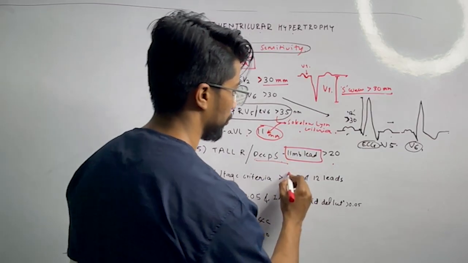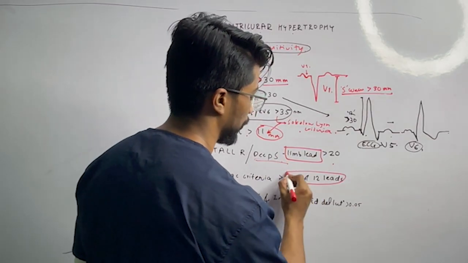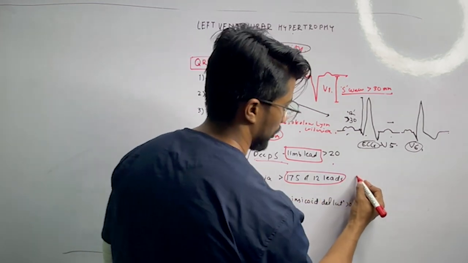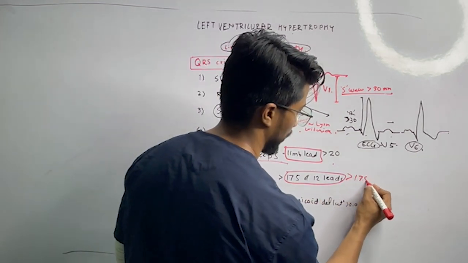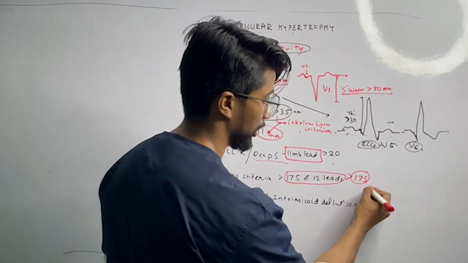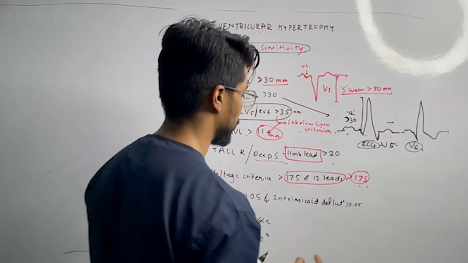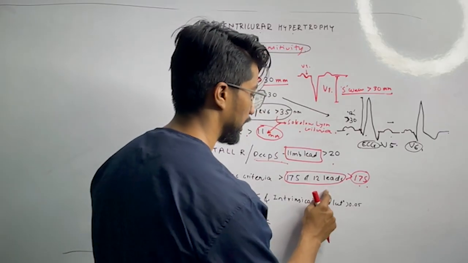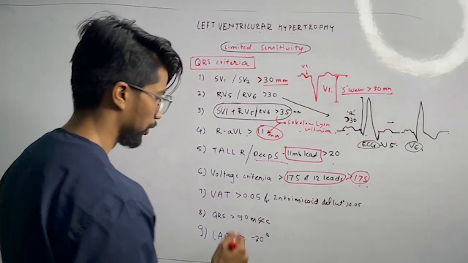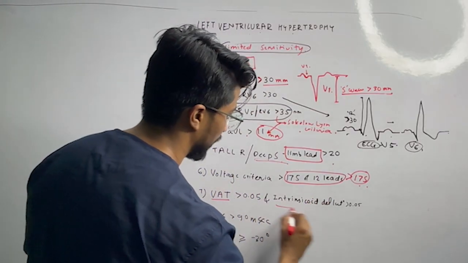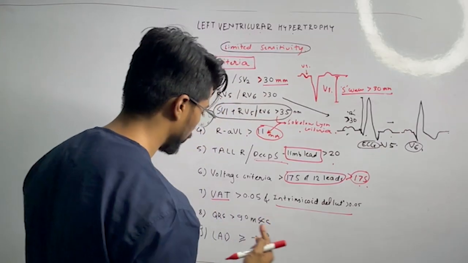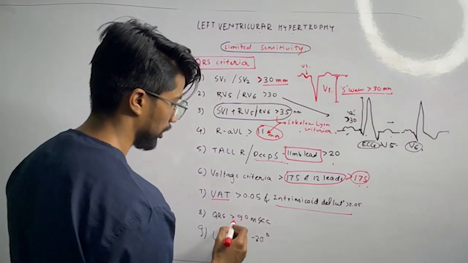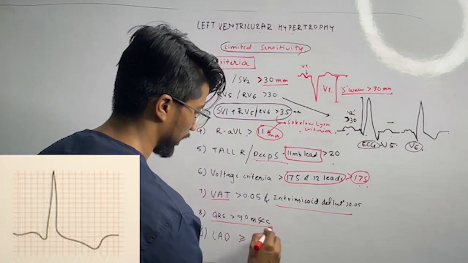Again, the voltage criteria: if you measure the amplitude of all the 12 leads and their addition is more than 175, 175 is the maximum limit given for normal amplitude measurement, and if it's more than 175, then we are very well to call it LVH. Moving on to the concept of VAT and intrinsic deflection, I'll quickly run through VAT and intrinsic deflection in the next one, along with the QRS widening as well.